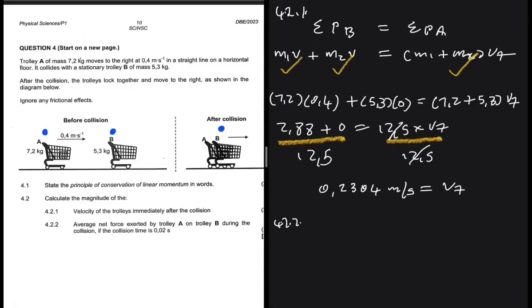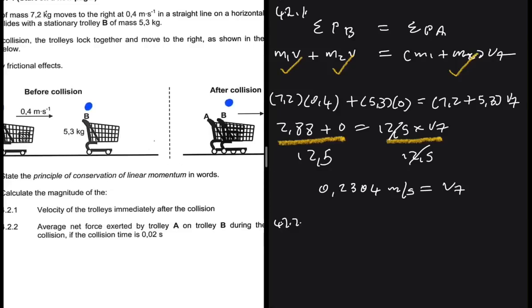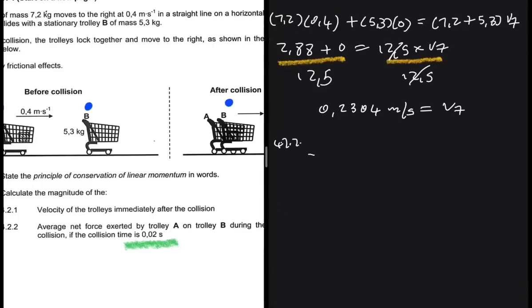4.2.2, let's calculate the magnitude of the average net force exerted by trolley A on trolley B during the collision if the collision time is 0.02 seconds. There are two ways of doing this. You can say that F net equals the change in momentum divided by the change in time, or that F net equals mass multiplied by acceleration. They will both work, but let's use the first one.